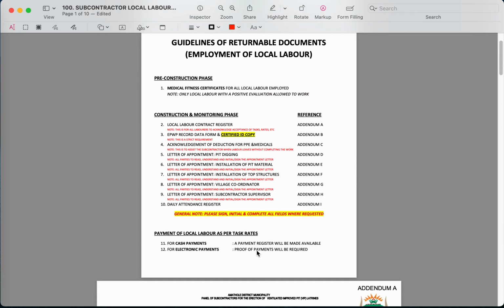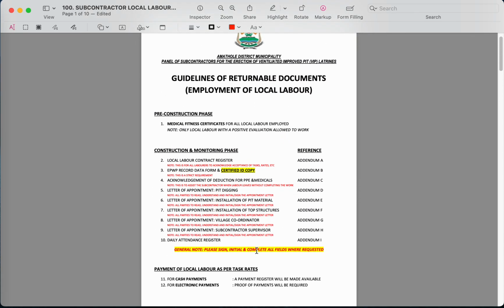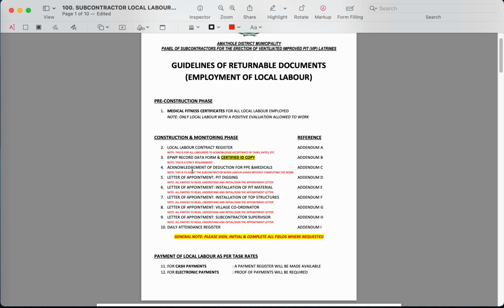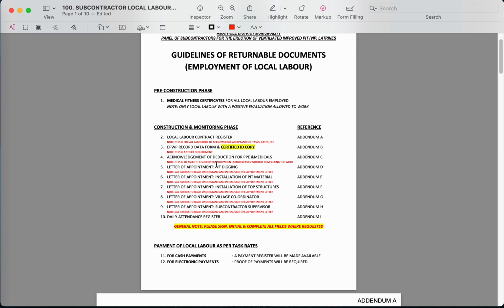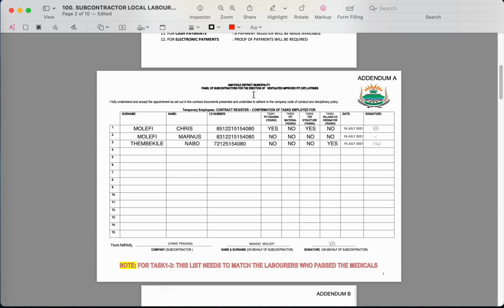Before we move, we need to continue referencing from the guideline. We are on page 4 now, which is addendum C. We're on page 5, Chris. We just finished page 4, which is the acknowledgement of the deduction for PPEs and medicals. We are now on page 5, which is the letter of appointment for pit digging. Ladies and gentlemen, now this is where addendum A plays a very important role.